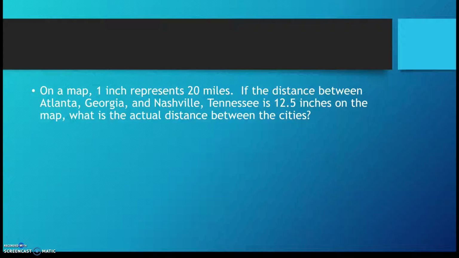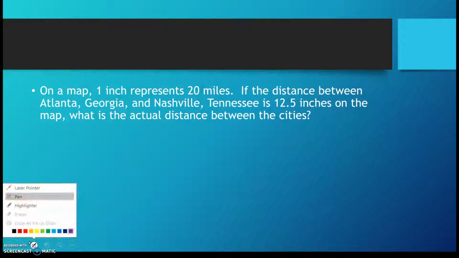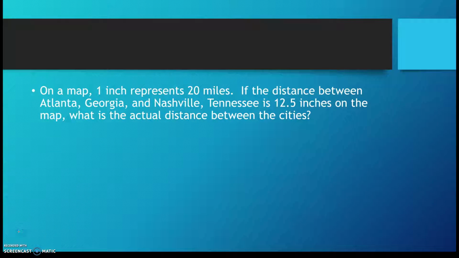All right, let's go ahead and try another. On a map, 1 inch represents 20 miles. So it's saying that they're equal, right? So this is going to be our scale. If the distance between Atlanta, Georgia, and Nashville, Tennessee is 12.5 inches on the map, so that's like our drawing, what is the actual distance between the cities?